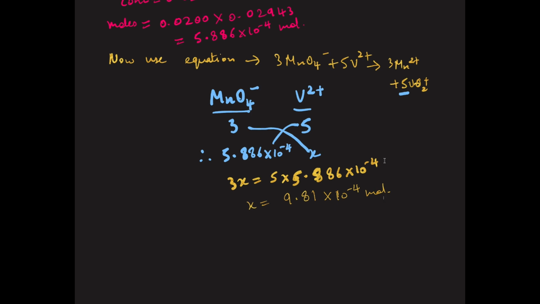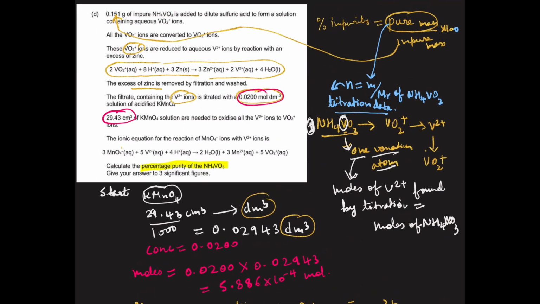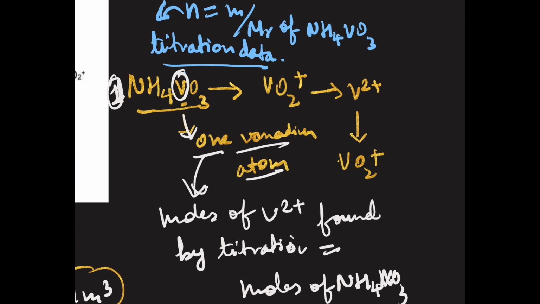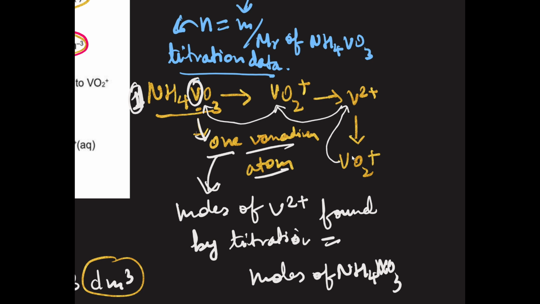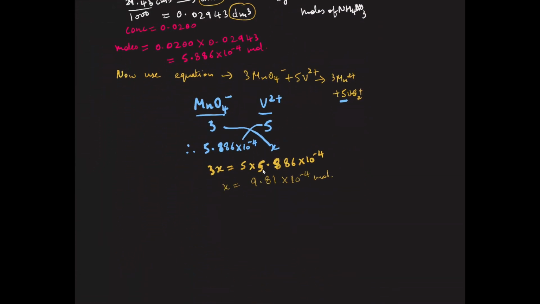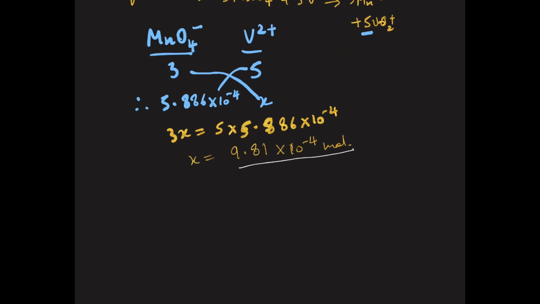Now link back to NH₄VO₃. Remember, the number of moles of vanadium is not changing. Look at the board carefully, I'm going to show you. The vanadium is going from here to here to here to here, right? So I'm going to use that link. Whatever number of moles of VO₂⁺ I have got contains one vanadium atom in it. See, there is only one vanadium atom. So that is going to link to your NH₄VO₃ as well. So whatever moles you have got for this is going to be the same for NH₄VO₃ as well.